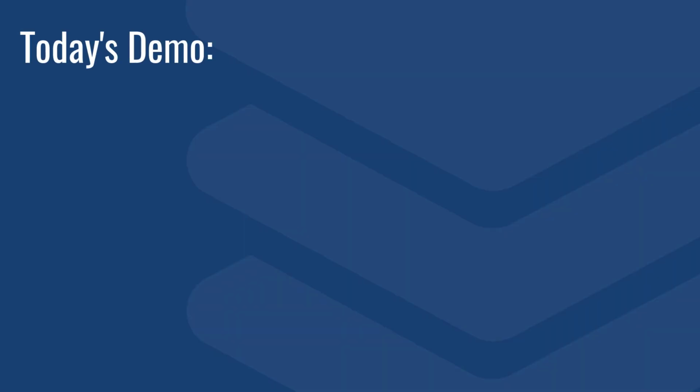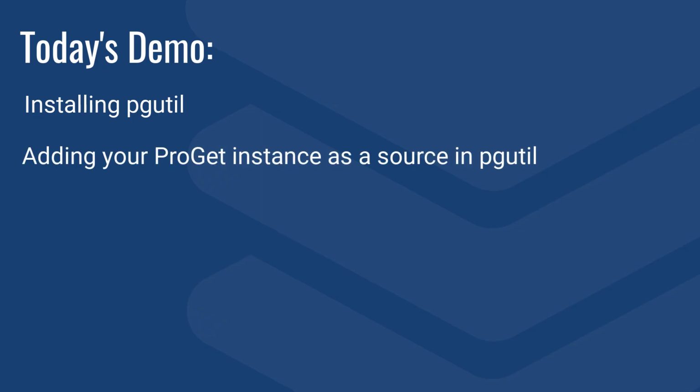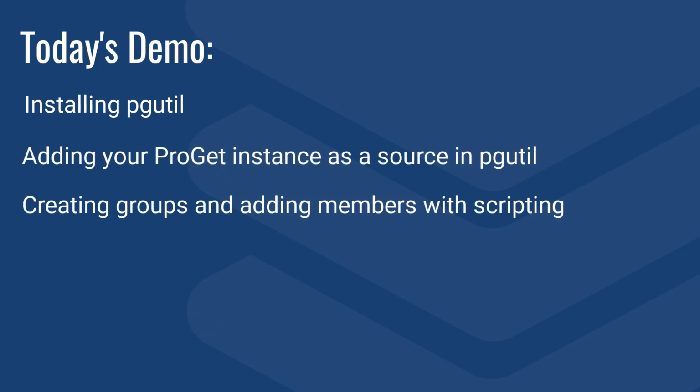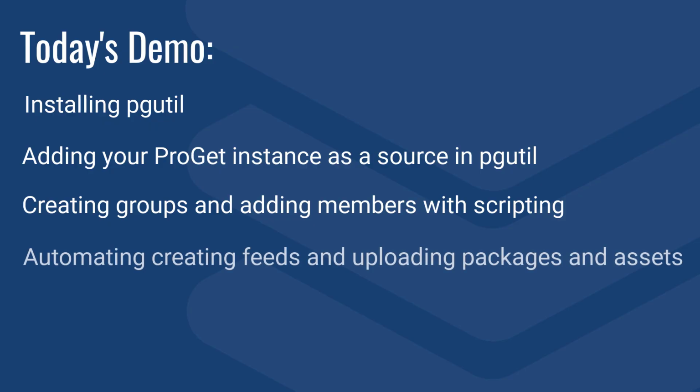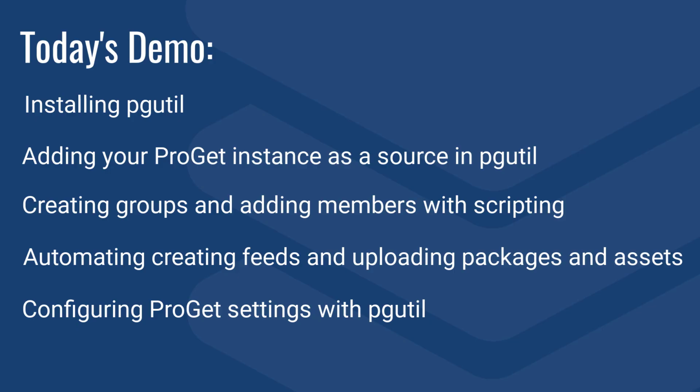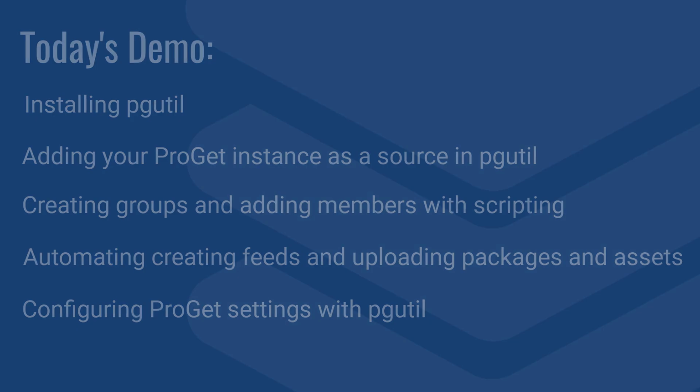If you're familiar with ProGet, then you'll want to start using ProGet CLI tool Pgutil to manage your packages from the command line, automating and populating your ProGet instance with scripts. In this video, we're going to cover the following: installing Pgutil, adding your ProGet instance as a source, creating groups and adding members with scripting, automating creating feeds and uploading packages and assets, and configuring ProGet settings with Pgutil.